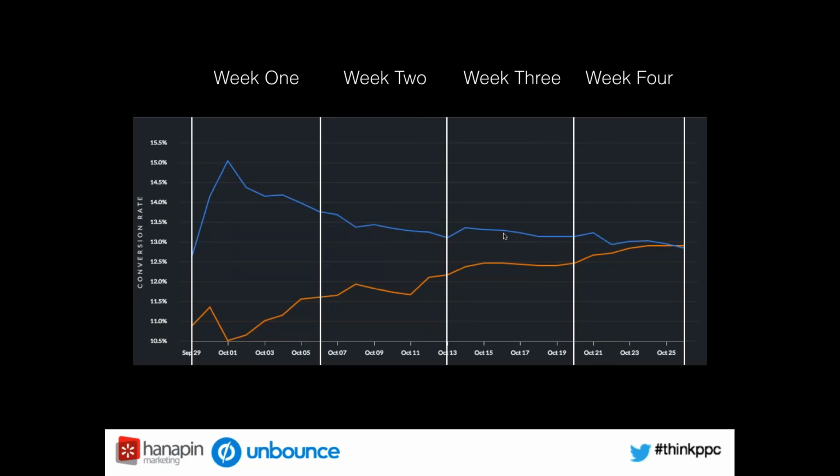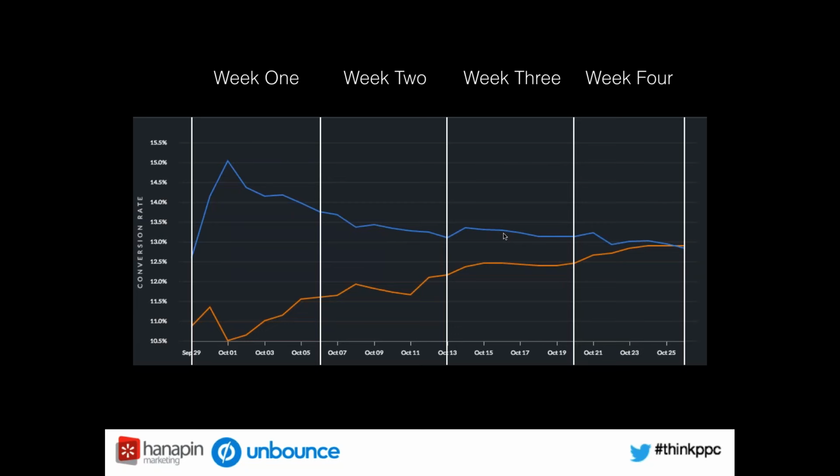This is just an illustration of how a lot of tests develop. So you'll see week 1, we still have a strong winner. Week 2, not quite as strong. Week 3, a lot weaker. Week 4, completely tanked. And now the control is actually performing better than the treatment. So this is just to give you a picture of how it develops.